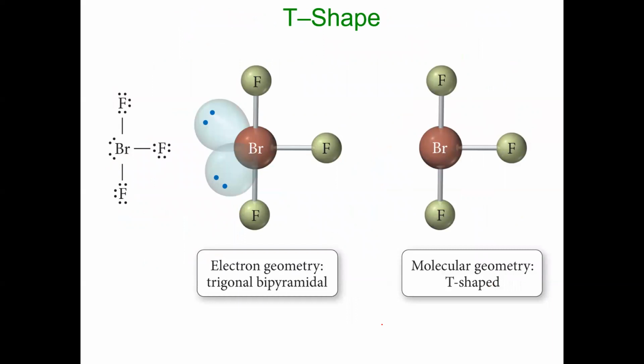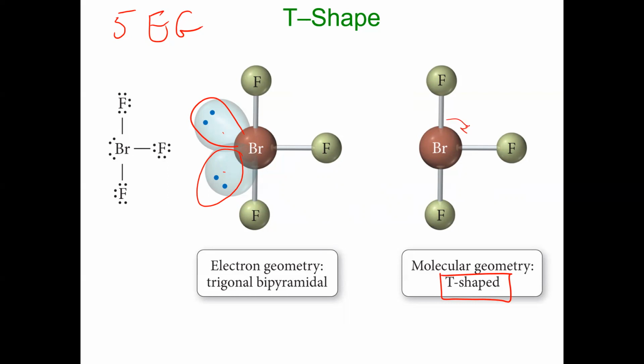So what if I had 2 lone pairs on a central atom that had 5 electron groups? Where am I going to put them? I'm still going to put them in the equatorial position, not the axial position, to minimize my repulsion. So when I have the 2 lone pairs in the equatorial position, I end up getting, for my molecular geometry, a T shape.